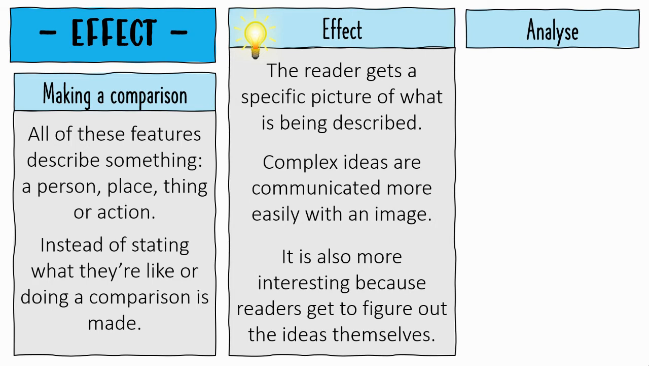So he pounced on me gives you a different picture than he walked into me, or he looked at me, or he walked up to me. You can really feel that sense of urgency or taking them by surprise. So what is happening is complex ideas are communicated more easily because an image is starting to form in the reader's mind. And the readers also are more interested because they get to figure out the ideas for themselves. We're not just spoon-fed the information about their behavior or their actions or their emotions.